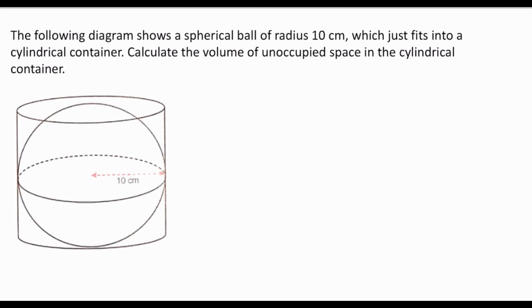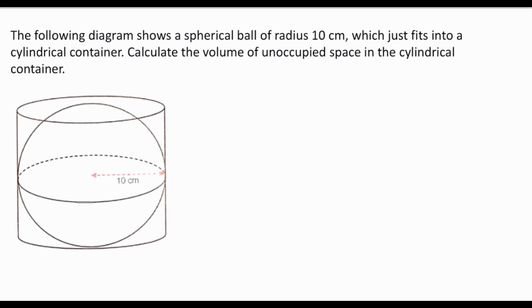This video is part 2 of our composite shapes. Basically, we are working in this case with a spherical ball of radius 10 centimeters, which just fits into a cylindrical container. Our job is to calculate the volume of unoccupied space in the cylindrical container.